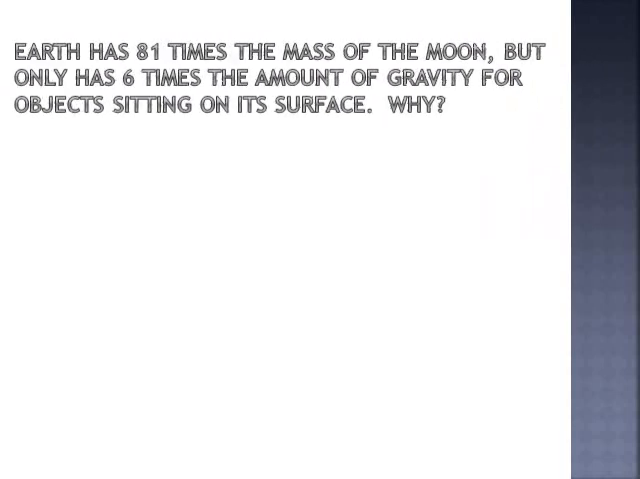All right, so Earth is 81 times more massive than the Moon, but it's only 6 times the amount of gravity. Now before, we talked about mass being proportional to force of gravity, so 2 times the mass means 2 times the gravity. So why is it that when Earth is 81 times more massive than the Moon, the force of gravity is only 6 times greater on the surface of the Earth than on the surface of the Moon? So looking at this, the mass is not the only thing that determines how strong the gravitational force is. It's also the distance from the center of the object out to where you're measuring your gravitational strength.